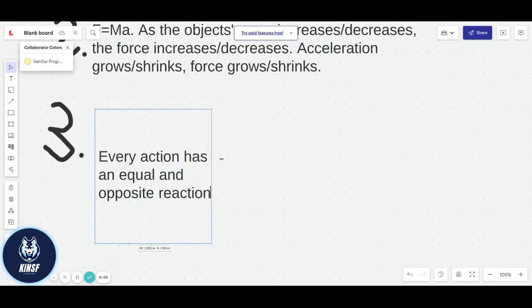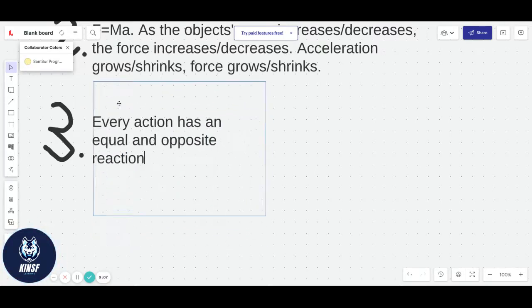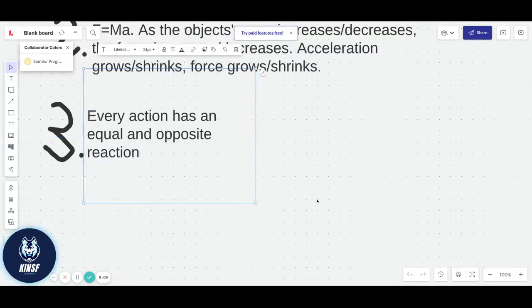So every action has an equal and opposite reaction. So if you push on, I have a table over here, obviously, and I'm pushing on it. The table is also pushing on me with the same force in the opposite direction.